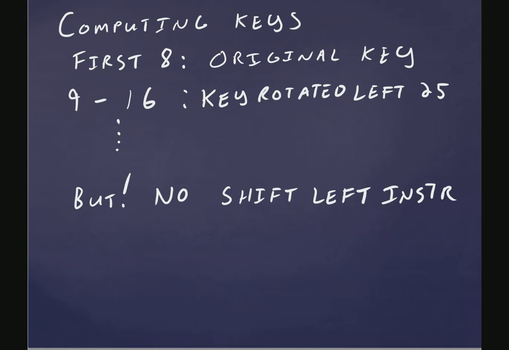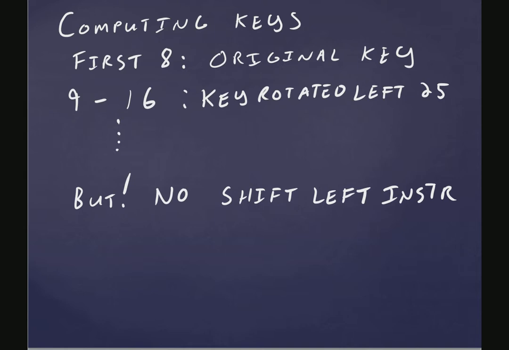So computing keys is the one thing that we're going to do as well in our simulation, even though we don't need to. It was an interesting problem. I just wanted to try it out. Basically, how you do this is you have to take the original key and you rotate it left by 25 to get the next set, and you keep doing that until you get all 52.